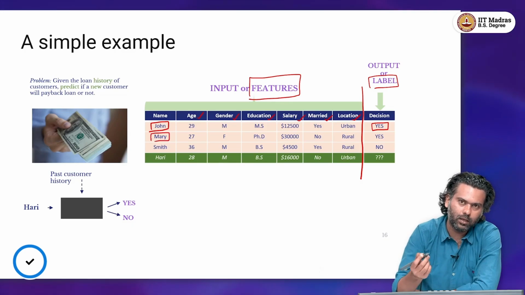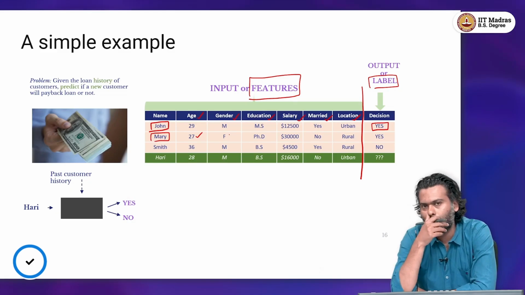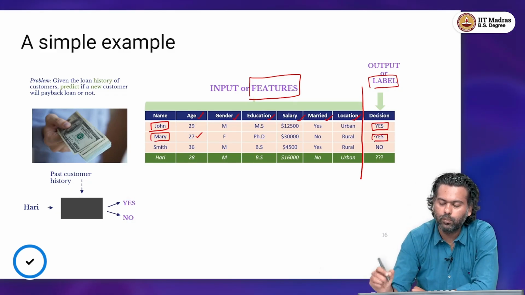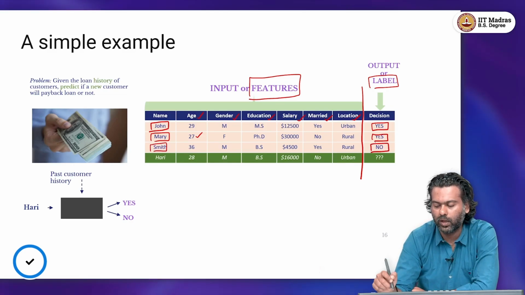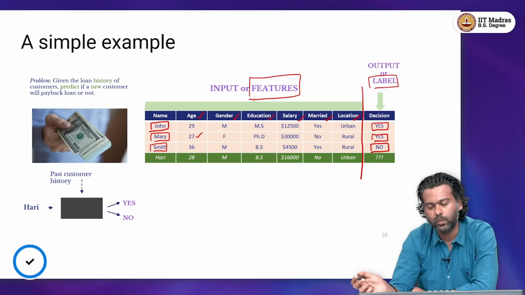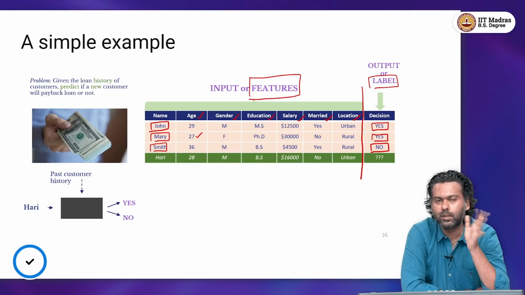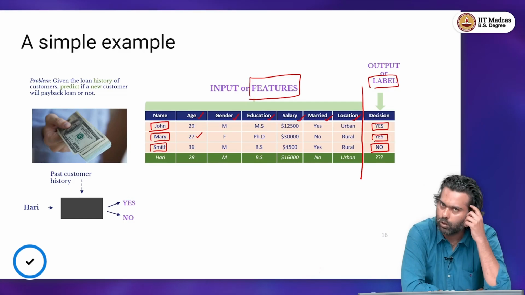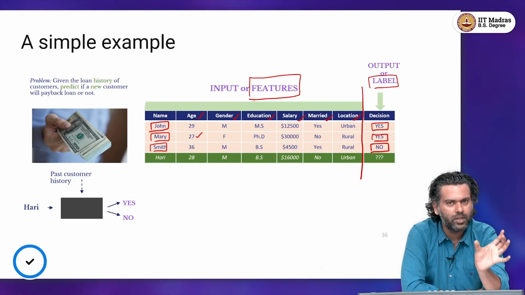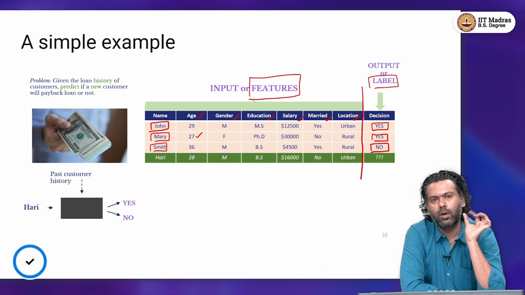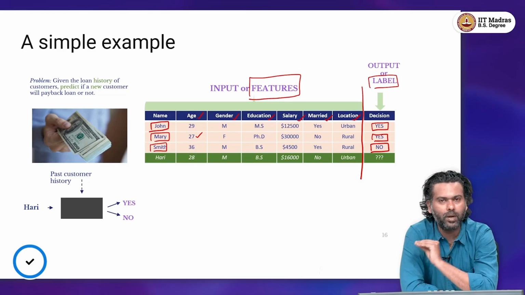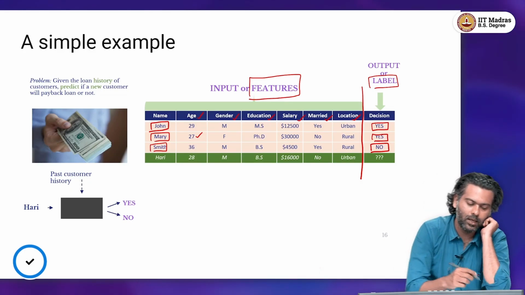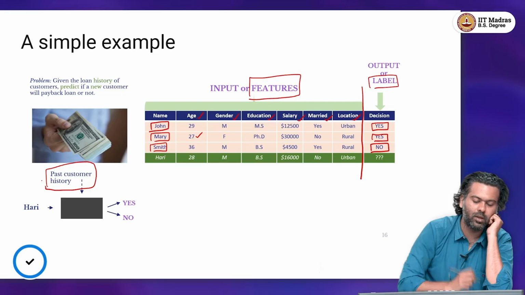Now Mary is another past customer with a different age, gender, education, etc., and in this case Mary also paid the loan back. Smith is another customer who did not pay the loan back, so the label will be no for Smith. Well, you will have hundreds and hundreds, thousands of such previous customers in your bank, and that's the data that you have. You have features and you have labels. You have customer information and you have output whether they actually paid the loan back or not. This is what the bank manager has. This is what I mean by past customer history here.